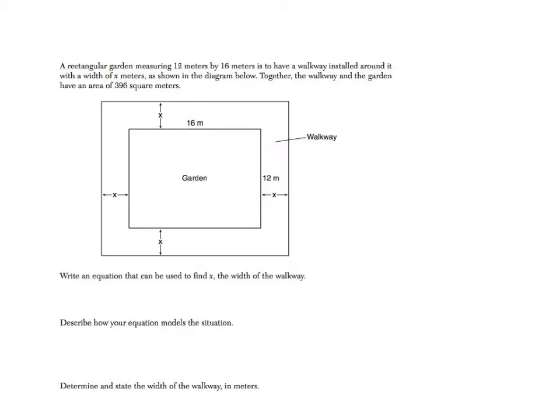So here is our problem. It's a rectangular garden measuring 12 by 16. So here is our rectangular garden, 12 by 16, and our walkway. And it says together the walkway and the garden have an area of 396 square meters. So the garden and the walkway together would be this entire big shape. So here we go with our entire big shape. Together, it's 396 square meters.